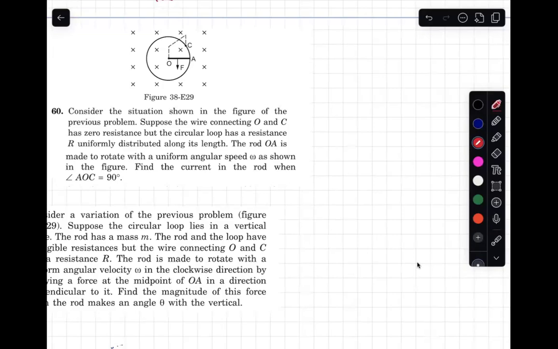Consider the situation shown in the figure of the previous problem. Can you see that? Suppose the wire connected to OC has zero resistance. That means this time there is no resistance between O and C. O potential is the same as C potential. But there is resistance for the rim. The circular loop has a resistance uniformly distributed along its length. The rod OA is made to rotate with uniform angular speed omega, as shown in the figure. Find the current in the rod when angle AOC is 90 degrees.